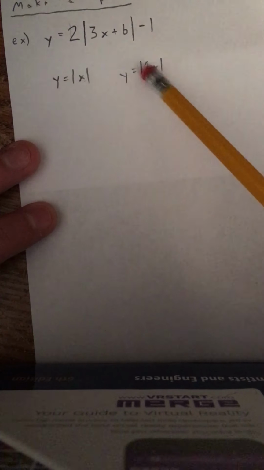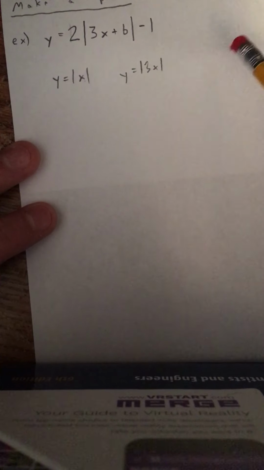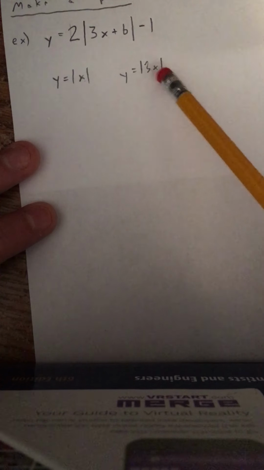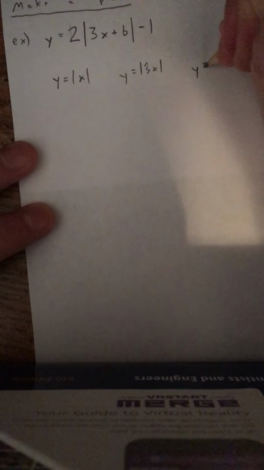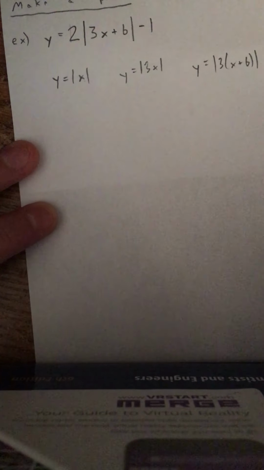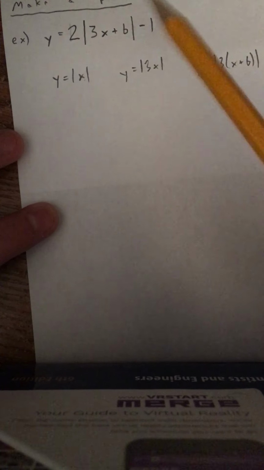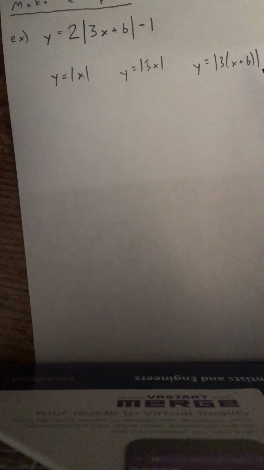Now, if I were to do the next transformation, you might think, oh, you're going to do a plus 6. But remember, you have to replace x with x plus 6. So it would actually be y equals absolute value 3 times x plus 6. And this is not the same thing as that. This is 3x plus 18, which doesn't help us.